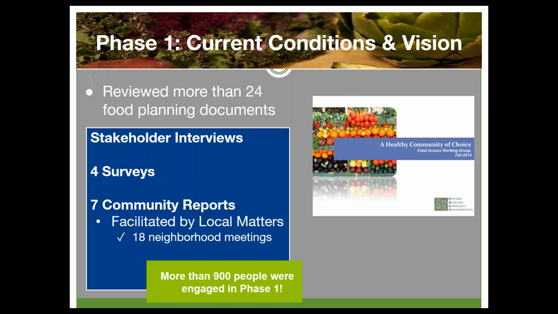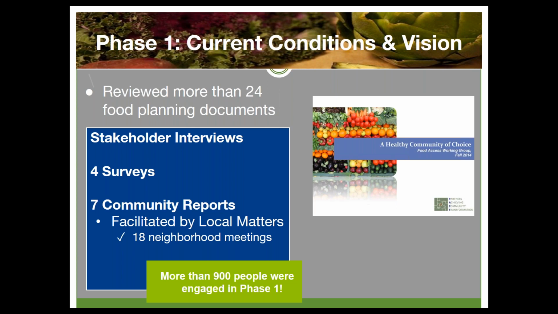And so digging into these phases, the first phase, again, the current conditions and visioning phase, was designed to gain an understanding of the current assets and needs in the community and to understand the community's vision for the food system. Through this process, more than 24 food planning documents were reviewed. There were stakeholder interviews completed with representatives from all sectors of the food system. 4 surveys were made available online for various stakeholders within the food system, whether they be consumers, producers, processors, distributors, or commercial buyers.